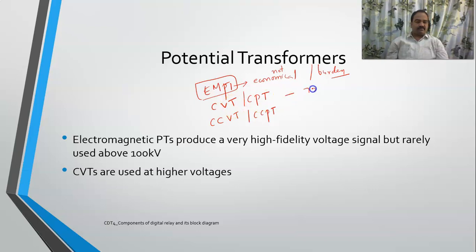From 72 kV, I'll take the round figure as 100 kV and above. We do have now 1200 kV operation also. Up to 1200 kV, we normally employ CVTs.